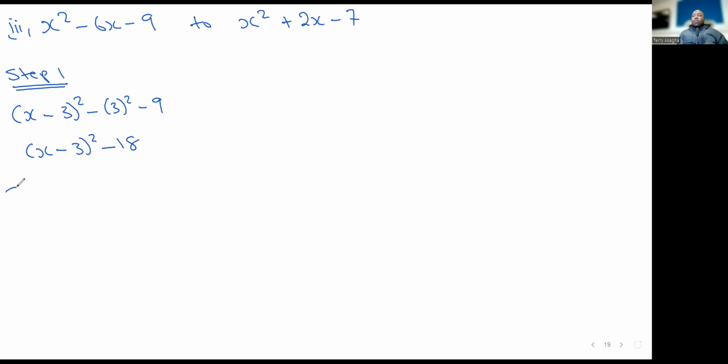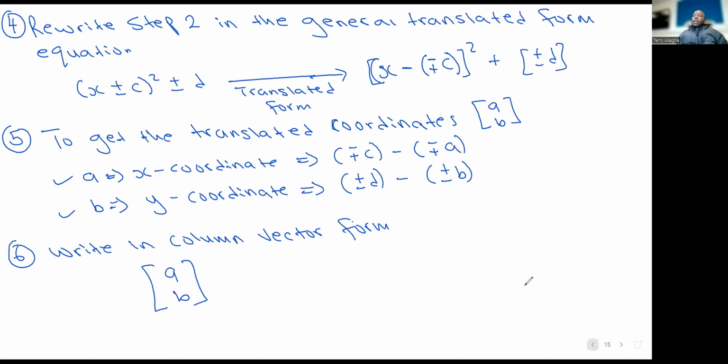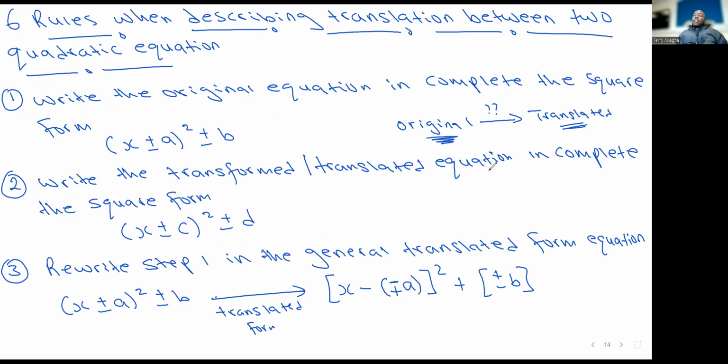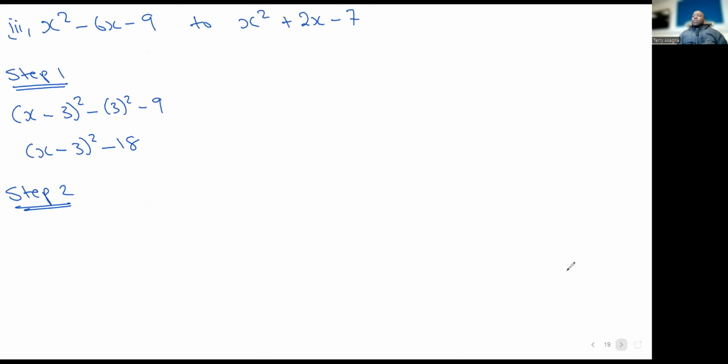All right? So now step 2, you do complete the square for the second one. The translated equation, put it also in complete the square. So we do the same thing. You're going to have, open the brackets, x plus 2 divided by 2 will give us 1 squared minus 1 squared minus 7. Then we now have (x + 1)² minus 1 minus 7 will give you what? Minus 8.